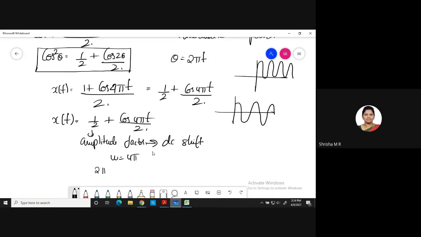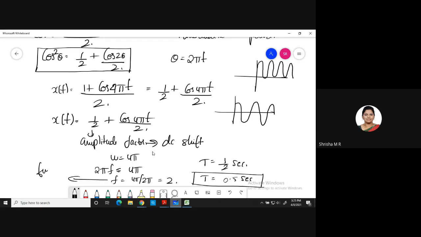Okay, so we can write omega as 2 pi f, which is nothing but 4 pi. So f is nothing but 4 pi by 2 pi, which is nothing but 2. So if the fundamental frequency is 2, then the time period will be 1 by 2 seconds, or 0.5 seconds. This is your fundamental period or time period. Clear? Here f is the fundamental frequency or just frequency. Here T is the time period or fundamental period.